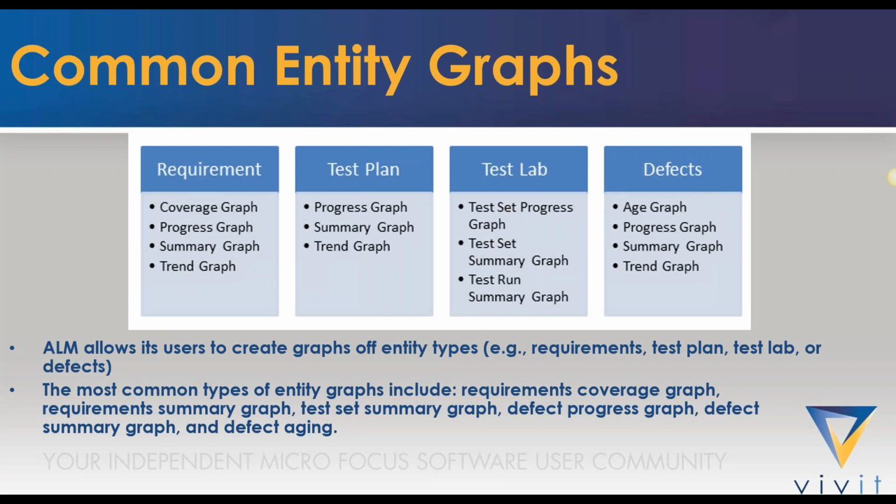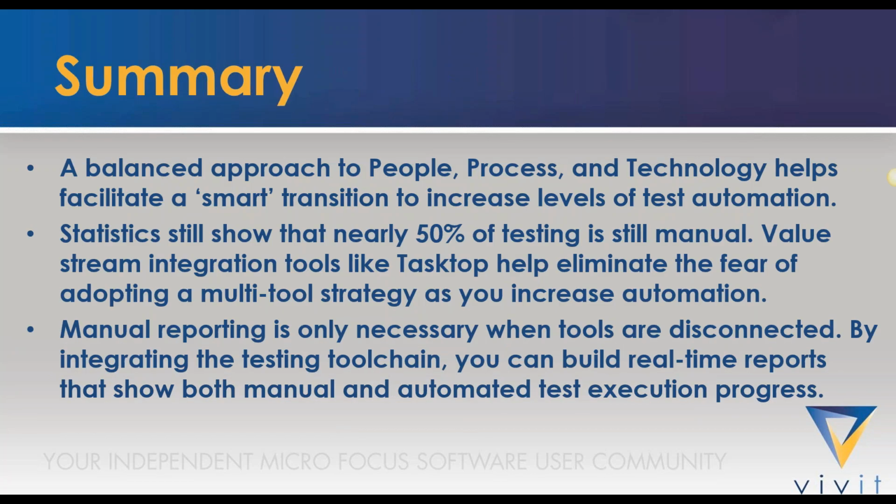Okay, so let's wrap it up here with a quick summary of what we just discussed today. So it's been my approach from a transformational perspective to have balance between people, process, and technology, but don't forget about your tool chain and how that needs to tie together. It's also important to fully understand the statistics still show that up to 50% of testing remains manual today.